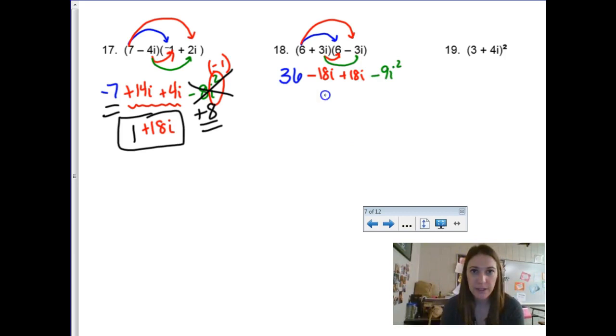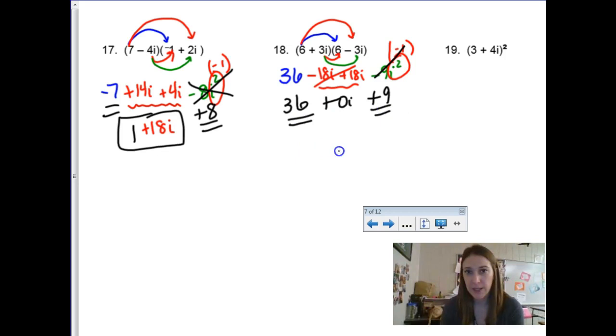So once again, I'm going to collect my like terms in the middle here, but this is great because they just cancel each other out. And then the i squared, remember, we're going to change that out for a negative 1. So what you have here is a negative 9 times a negative 1. So that term is really just a plus 9. And over here you still have a 36, and then you have nothing in the middle here. So when I go to add my real parts together and combine them, I get 45. You could say 45 plus 0i, but it's just 45.